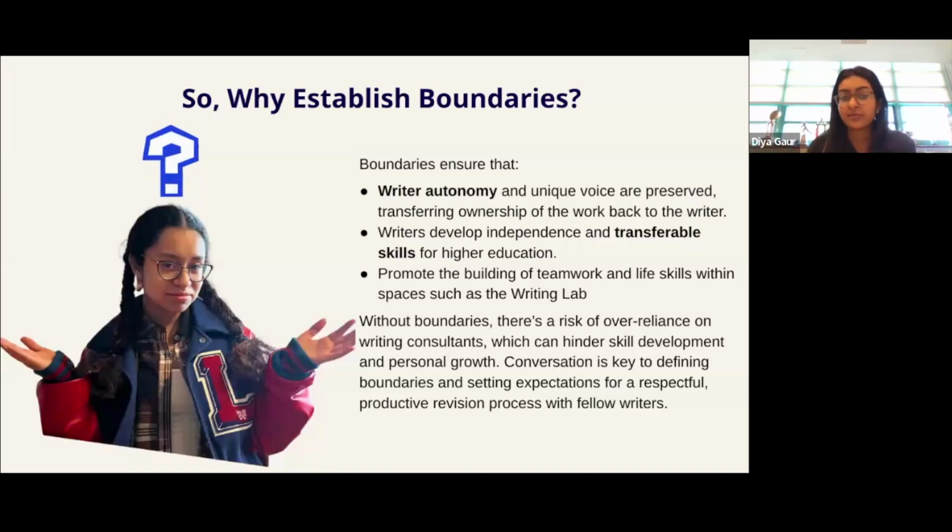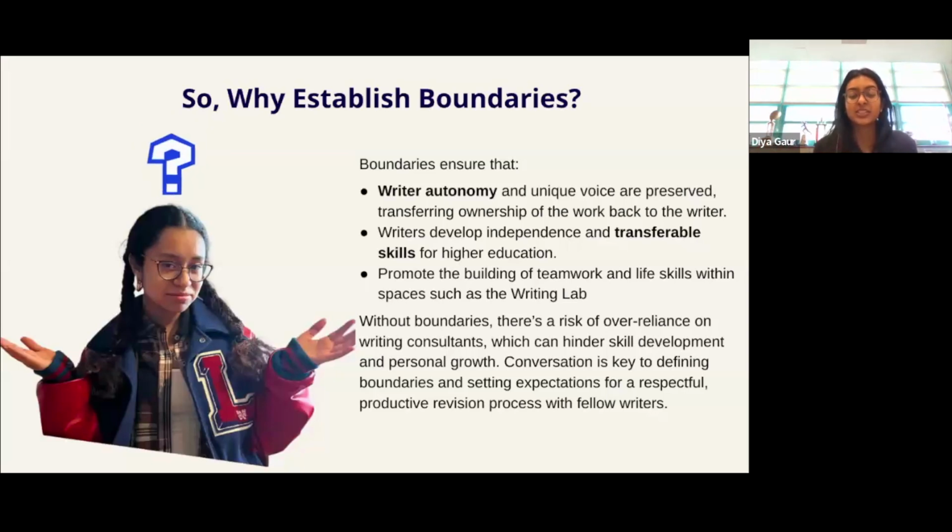So, you might also ask, well, what happens without boundaries? And to that, I say writers may really expect consultants to fix their work instead of engaging with their ideas. They might lack confidence in their ability to revise independently. And at the very end, it starts losing its collaborative nature and it starts to become more of a tutoring session than a discussion with a writer over a piece of work or their own writing.